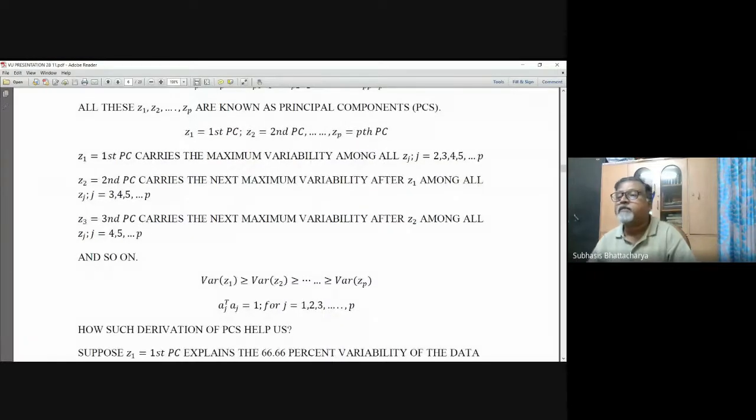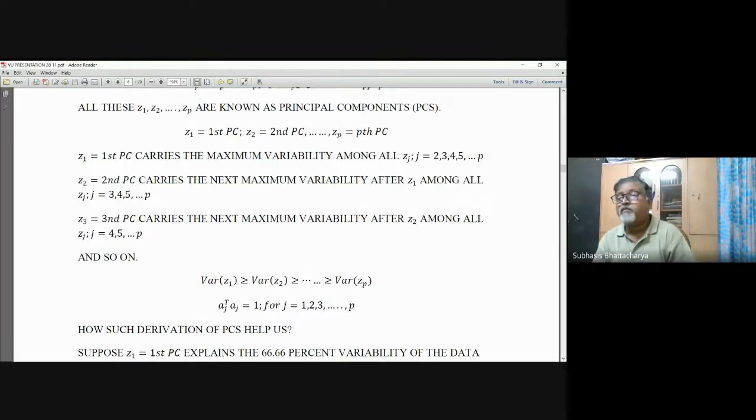That means the rule is that the construction of Z is done in such a way that the variance of Z1 is maximum, the variance of Z2 is second maximum, and so on. The variance of Zp is minimum. So you can rank the principal components in terms of variances this way, considering that A transpose A is equal to 1, or Aj transpose Aj is equal to 1 for any j, 1, 2, 3, up to p.